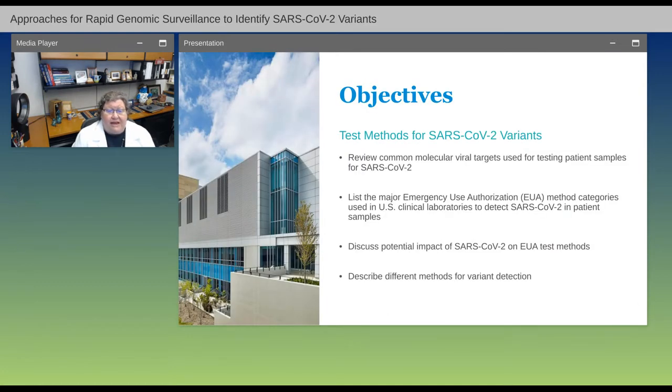The objectives today are to review the common molecular viral targets used for patient testing of the SARS-CoV-2 virus, list the emergency use authorization methods, discuss the potential impact of SARS-CoV-2 variants on the EUA test methods, and describe different methods for variant detection.